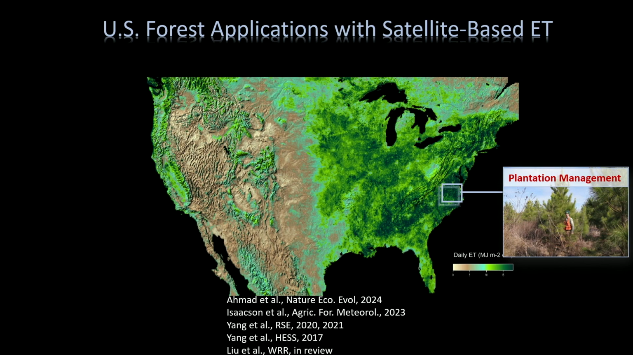So this is the first study that has been done for forest, although it's a plantation. It's Jamie's site, and this is a managed pine plantation. I want to highlight this because this is the first study where we applied the energy balance method to estimate evapotranspiration at 30-meter spatial resolution and specifically look at the forest management. So this is one study that later I will highlight with details.